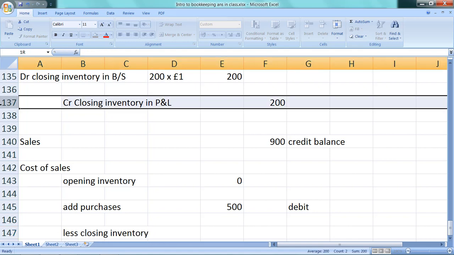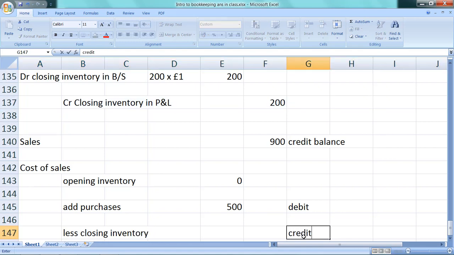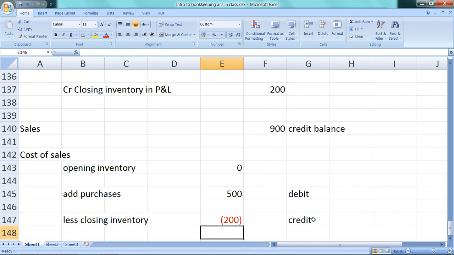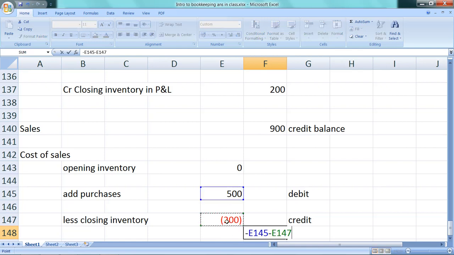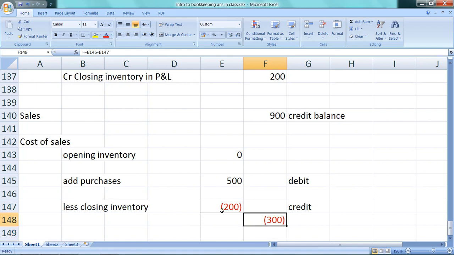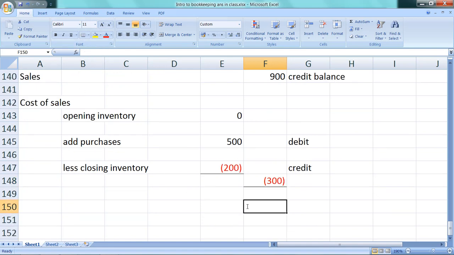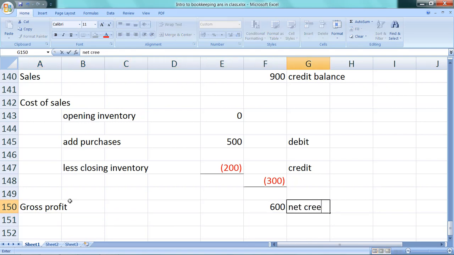The closing inventory is that figure there, which will be a credit balance. So that figure becomes a negative figure, which is why I'm going to put it in brackets. Does that make sense? What I can then do is total this down. I've got 500 debits with 200 knocked off, gives me a total cost of sales of £300, which means that my cost of sales of 300 gets knocked off my 900, which gives me my expected gross profit of £600, which is a net credit balance. Okay, does that make sense?